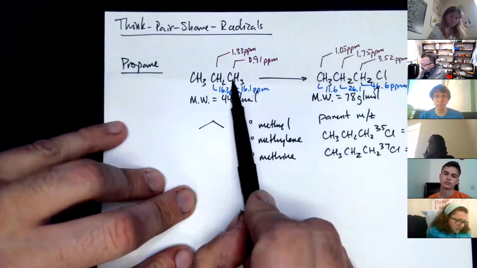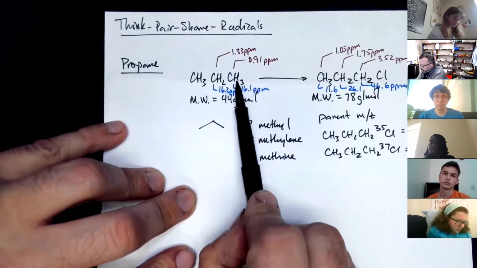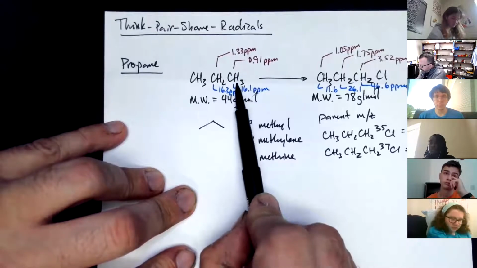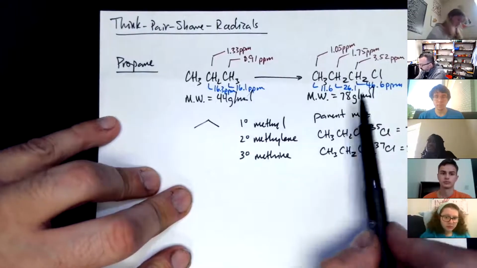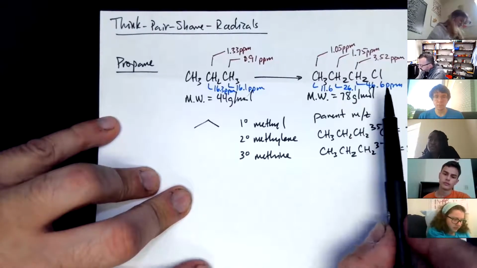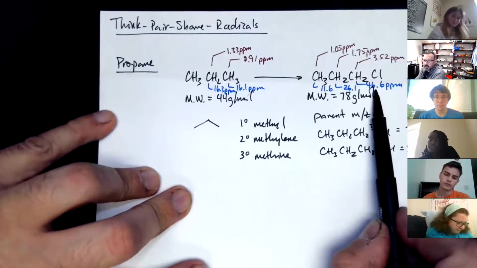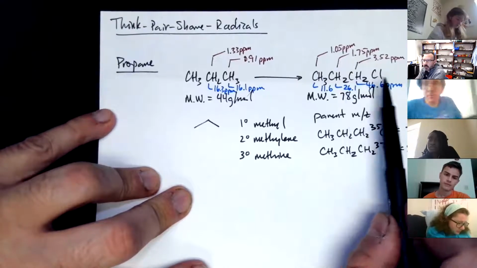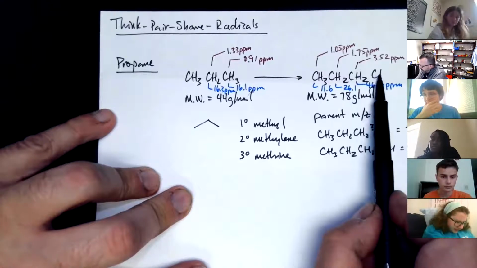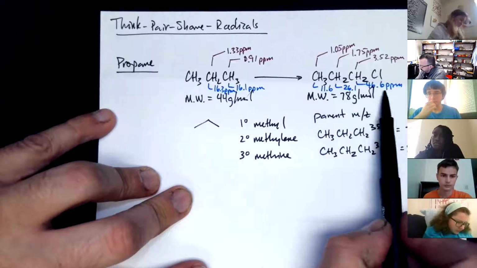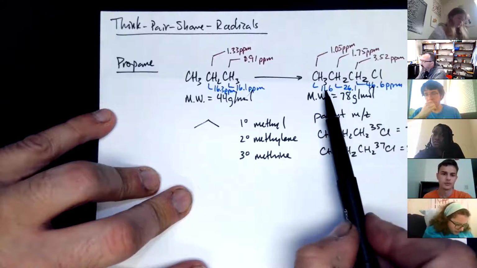So if we substitute a primary H or a methyl H, this is what we get, 1-chloropropane. The mass changes to 78. The carbon chemical shifts now change. The carbon bearing the halogen is about 46. Again, as you move away from that halogen, these chemical shifts decrease.